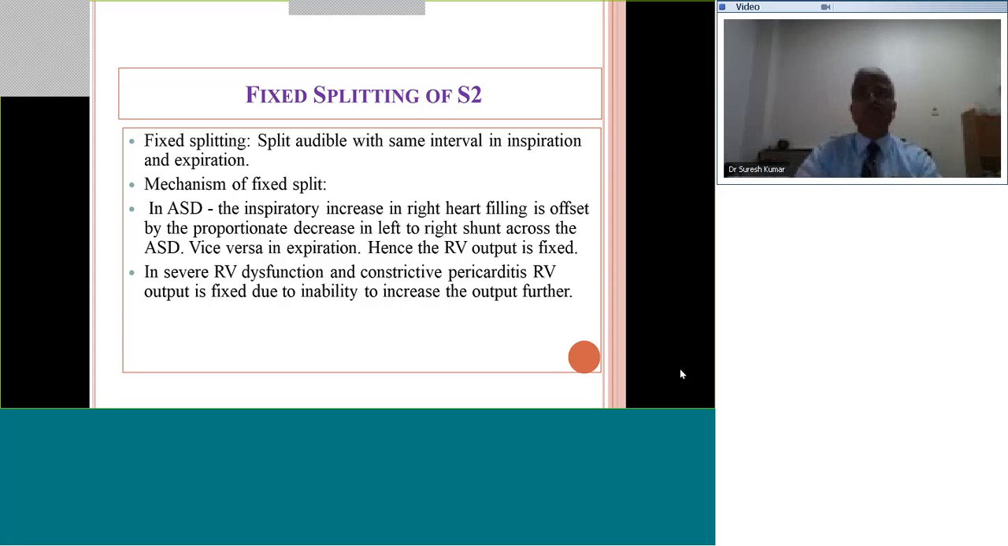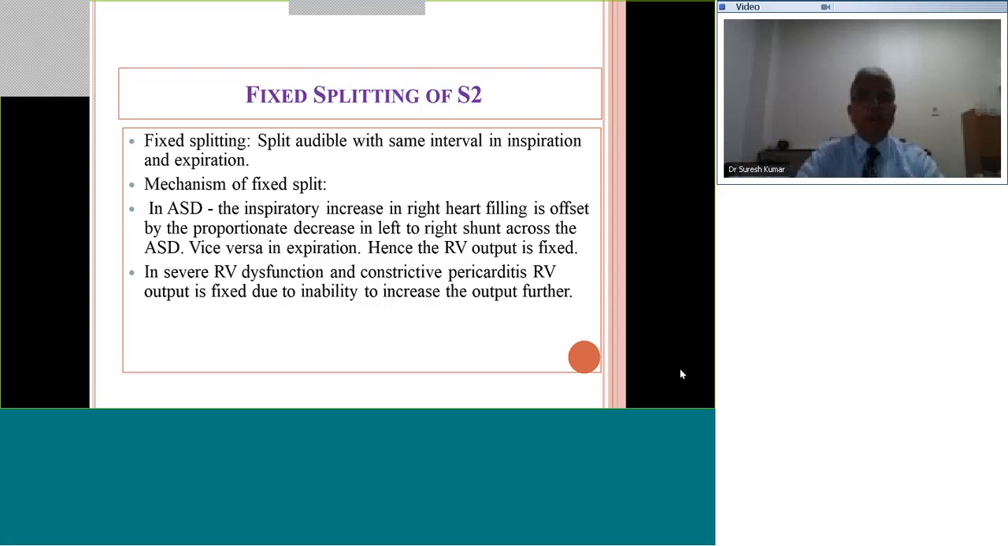In expiration, ordinarily the filling would have come down because the venous return is decreasing, but now the left to right shunt is increasing. So the RV is receiving a fixed input and the RV output is also fixed. This is the reason why in ASD the split is fixed.